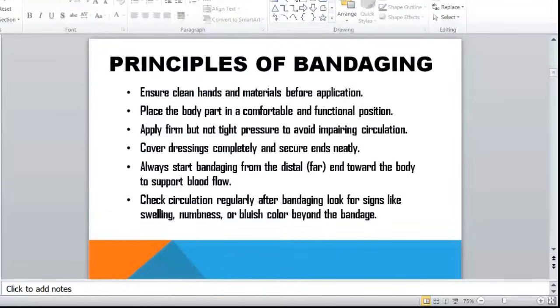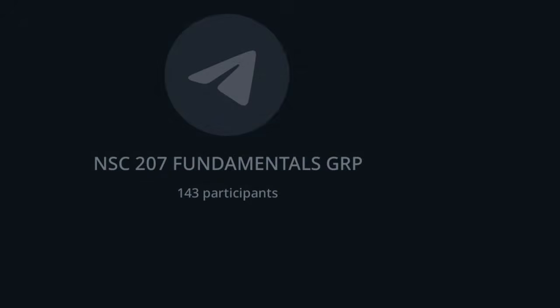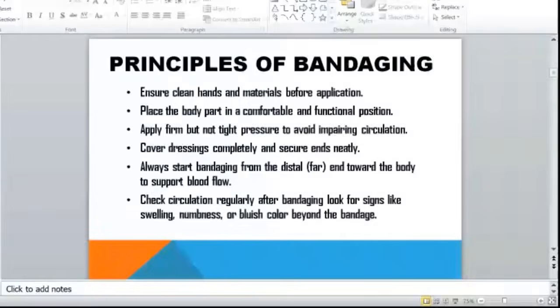You know that when you are bandaging a body part and it becomes too tight, it can cause something known as compartment syndrome. Have you heard of compartment syndrome before? We are nurses, so we should have heard of compartment syndrome. Compartment syndrome has 7 P's.